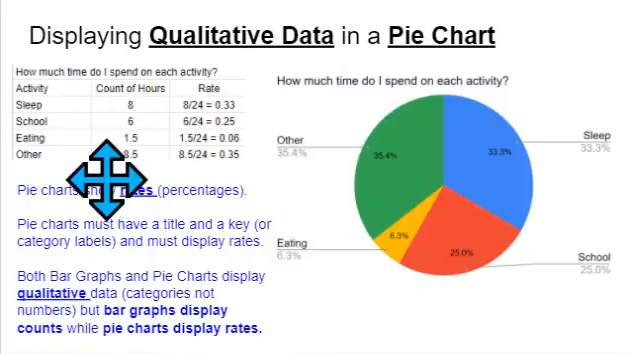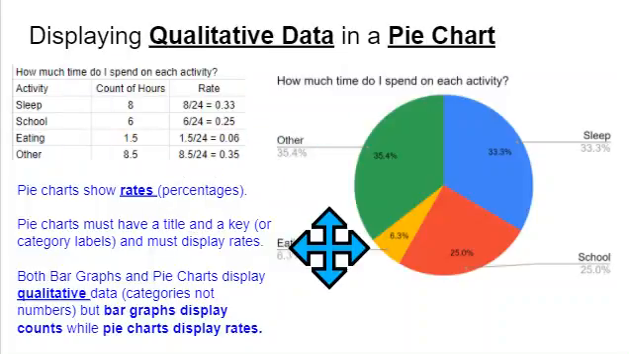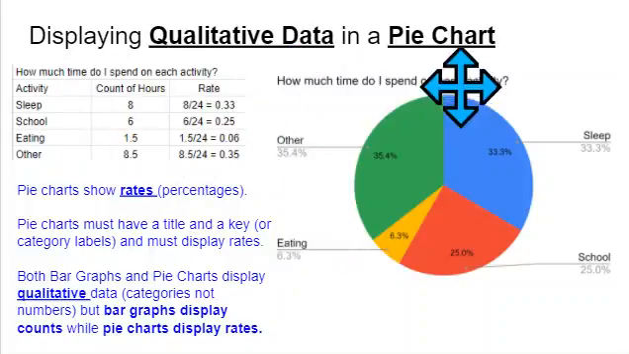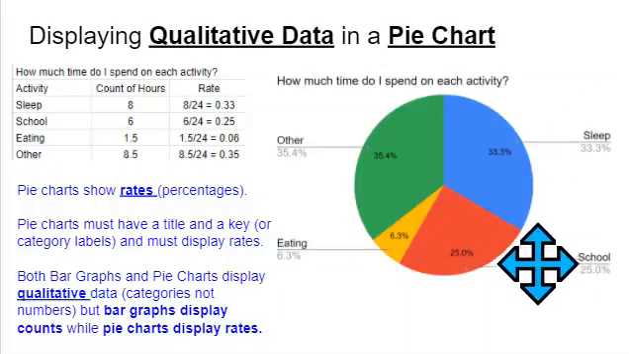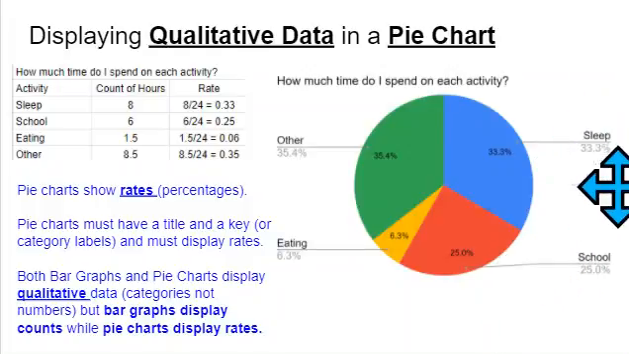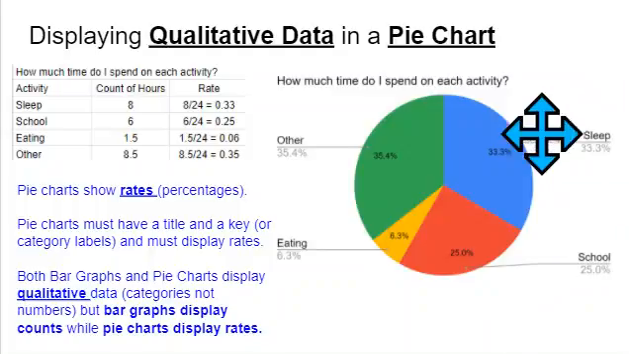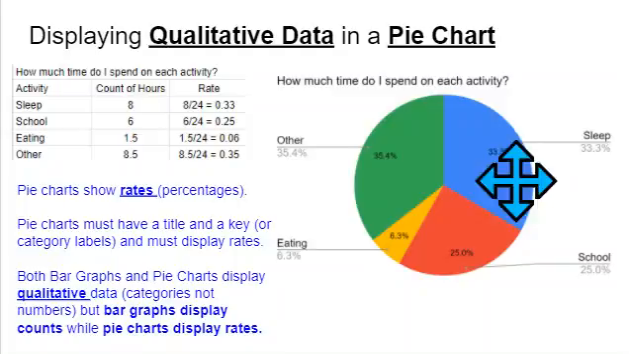So you'll see that here. Pie charts must also have a title, and they either need to have a key or they have to have the labels, the categories labeled here and here. And they have to display the rates. So this pie graph actually shows 33.3% underneath sleep and then also on the pie graph.